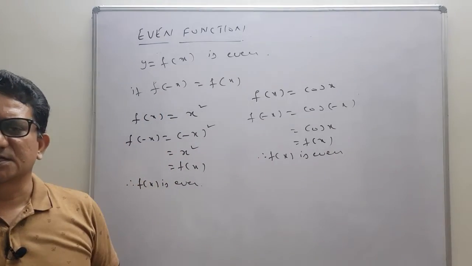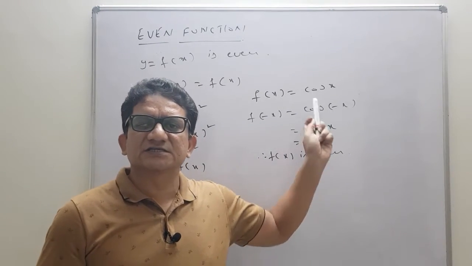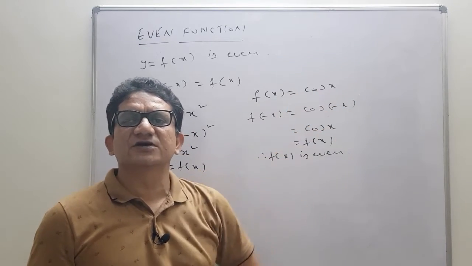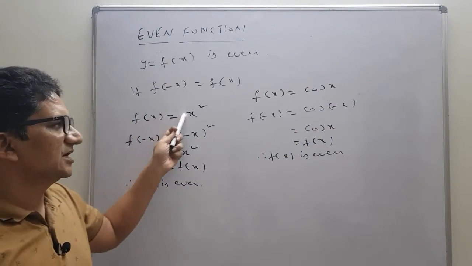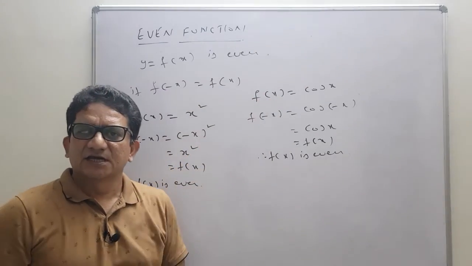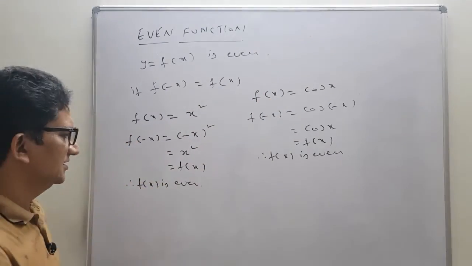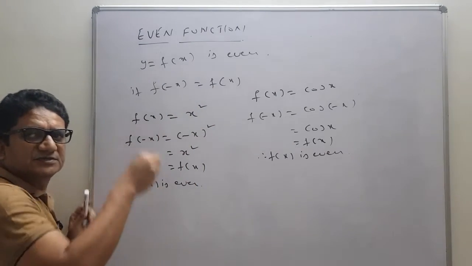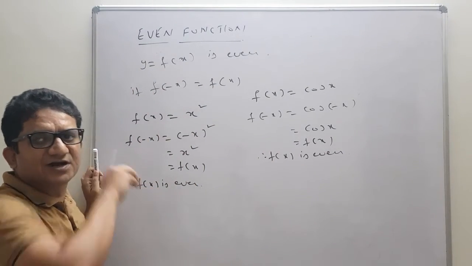Okay. So this is the case. Any function f of x is said to be even if f of minus x equals f of x. The examples are x square and cos x. Here we can observe one point: f of minus x equals f of x holds in its domain, not for all values.